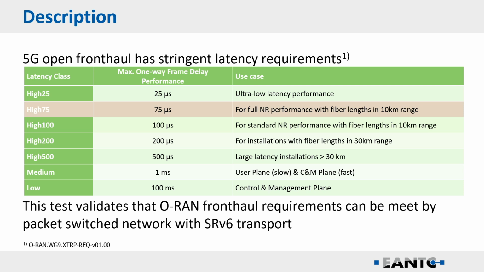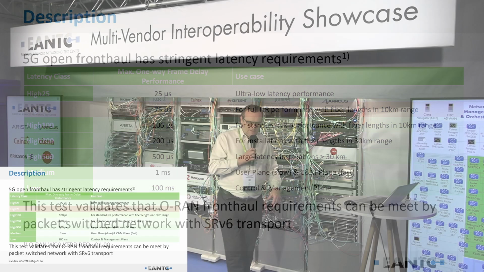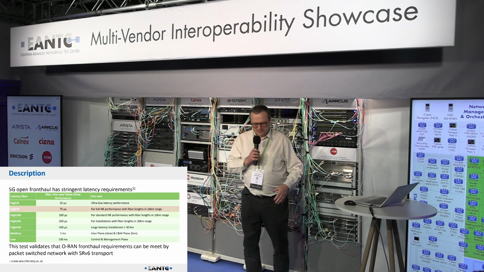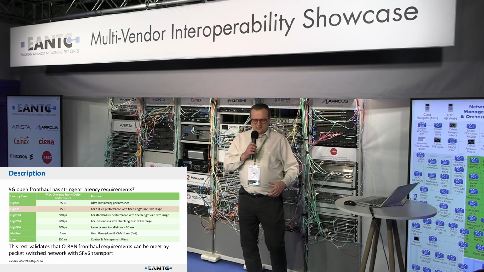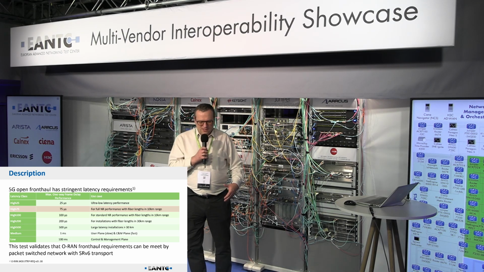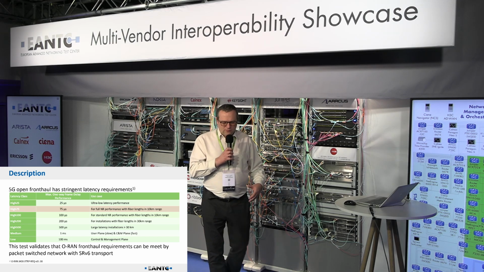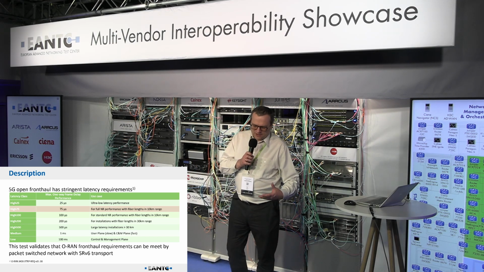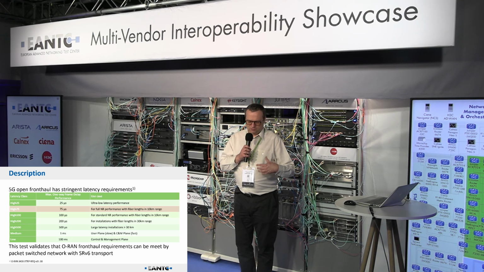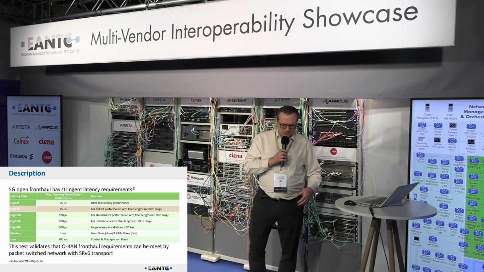As specified by the O-RAN Alliance, Working Group 9, here we see the requirements for the O-RAN front haul. There are different categories of the O-RAN front haul. Most advanced is high 25, then high 75, high 100. So what does it mean, for example, high 75? High 75 is the O-RAN front haul for the full new radio performance with fiber length up to 10 kilometers range. Okay, so this is the definition. And high 100 and so on.